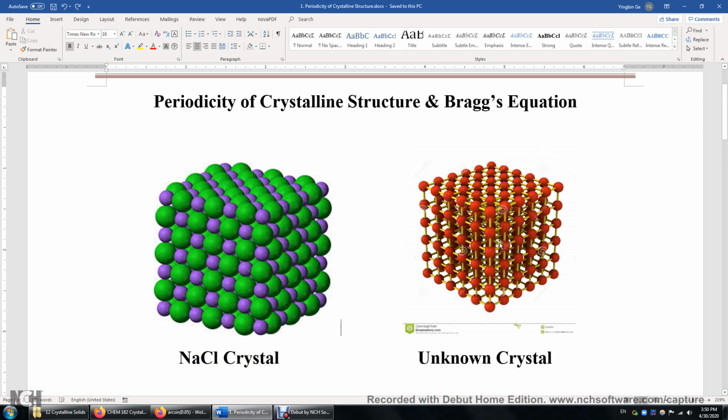Now let's look at an unknown crystal. It contains only one type of particles, the red spheres, and I'm assuming it's very likely a neutral metallic atom, and this yellow bond then is a metallic bond. Alright, and then we see repeated units. Let's look at this small cube that contains 8 atoms: 1, 2, 3, 4, 1, 2, 3, 4. And we can see this small cube is repeated in this direction, in this direction, and in this direction because we live in a three-dimensional universe.